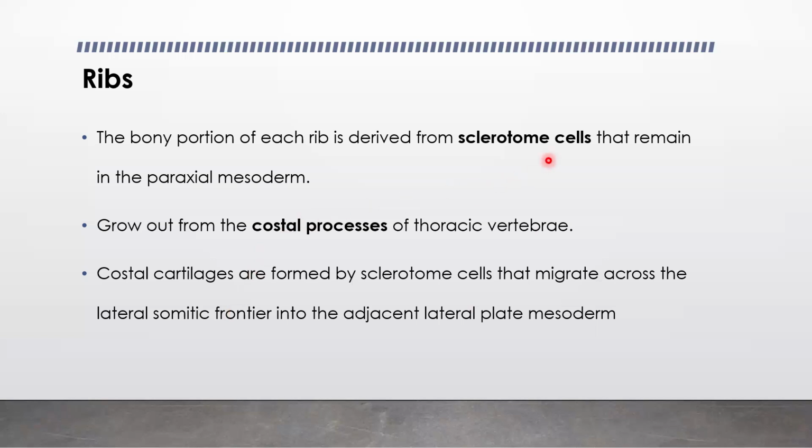The sclerotome that will remain on the paraxial mesoderm will form the ribs. Then these sclerotome cells will grow and proliferate from the costal process of the thoracic vertebrae, and then the costal cartilages. Remember, a rib is attached to the sternum by costal cartilages. These costal cartilages are formed from sclerotome cells that migrate across the lateral somitic frontier into the adjacent lateral plate mesoderm.